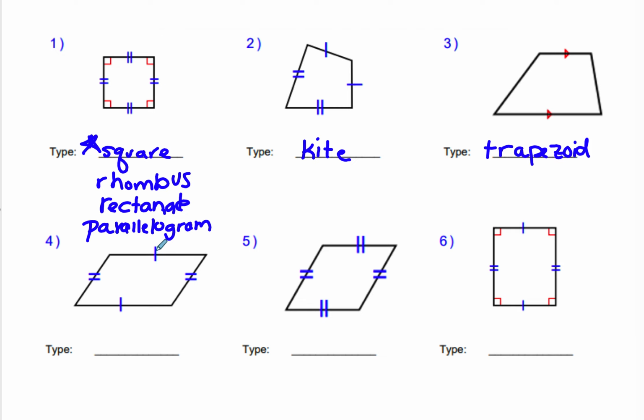Here we have 2 long sides that are congruent and opposite, 2 short sides congruent and opposite. That is going to be a parallelogram. Here we have 1, 2, 3, 4 sides that are all equal, but it does not have right angles, so it is going to be a rhombus. It's going to be the best name for it, but it also is a parallelogram.